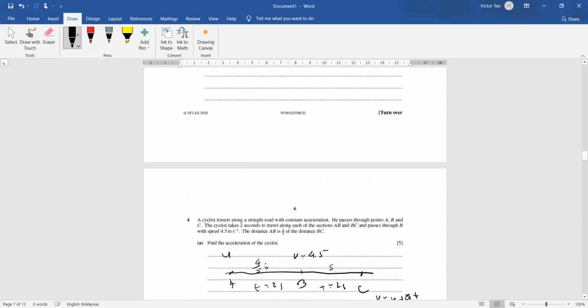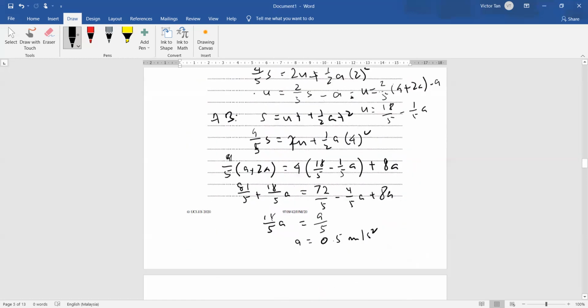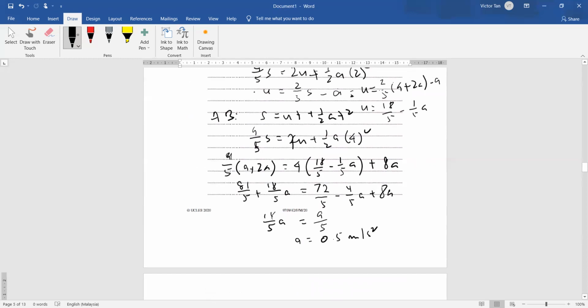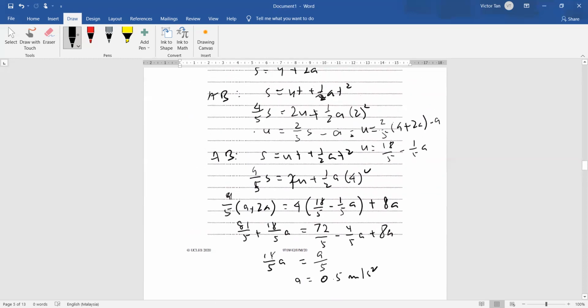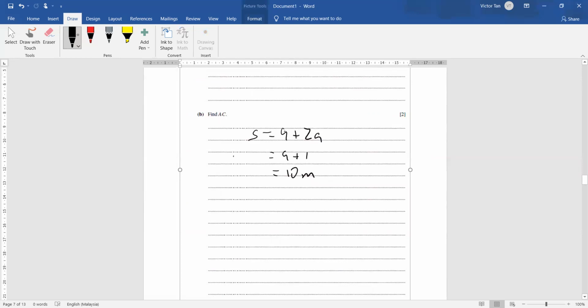Find AC. So once you have A, you can find S. What is S? S is 9 plus 2A. So S equals 9 plus 2A, equals 9 plus 1, equals 10. So AC is 9.5, S is 80 meters. Okay.